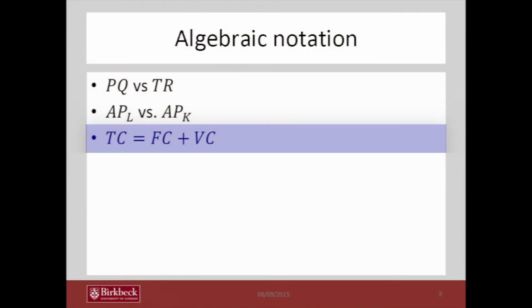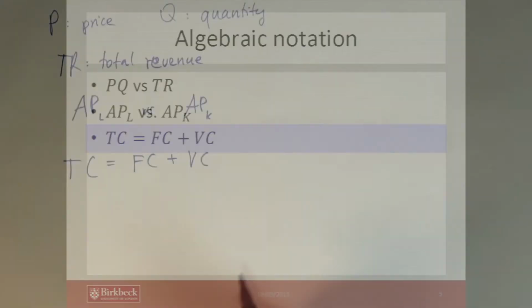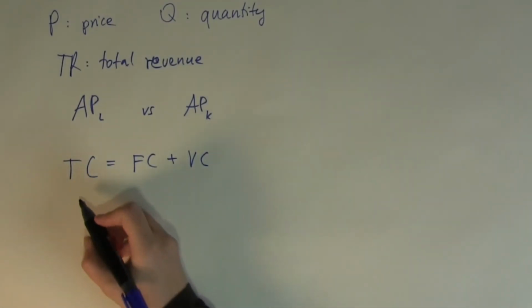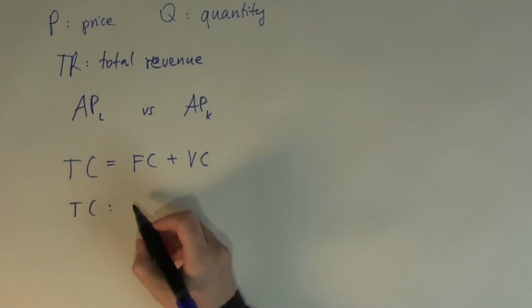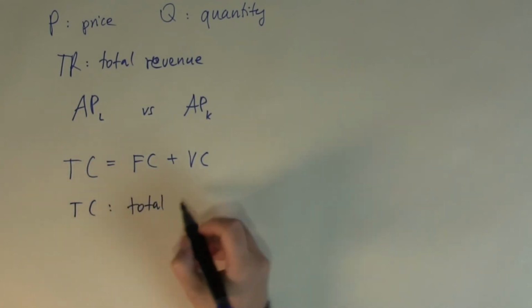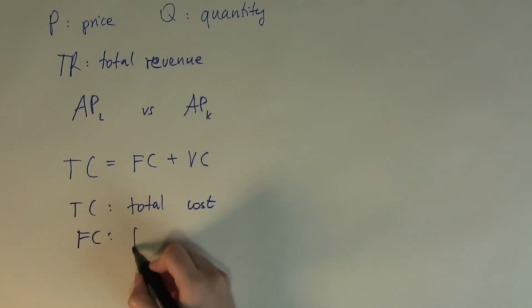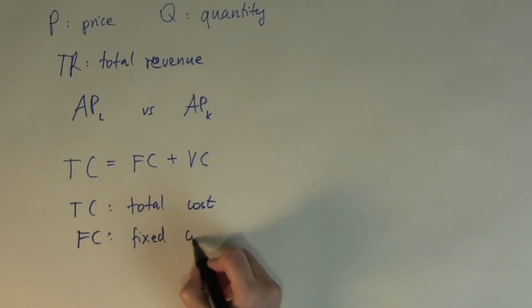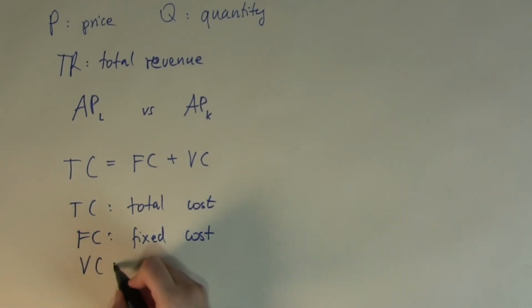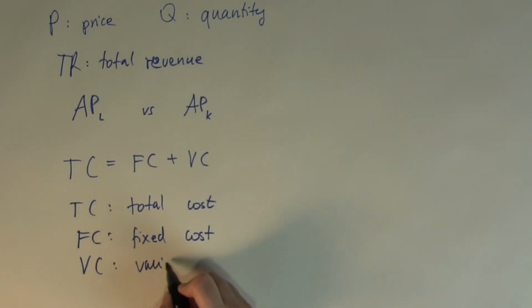And in the last example, we see TC being equal to FC plus VC. Now again, this carries a very specific meaning. TC stands for total cost, FC stands for fixed cost, and VC stands for variable cost.